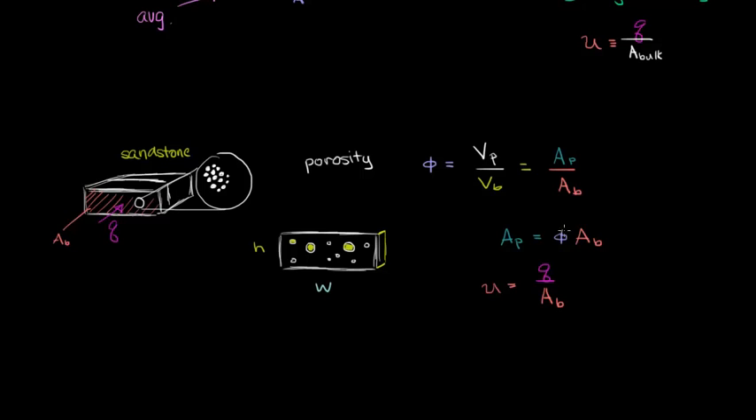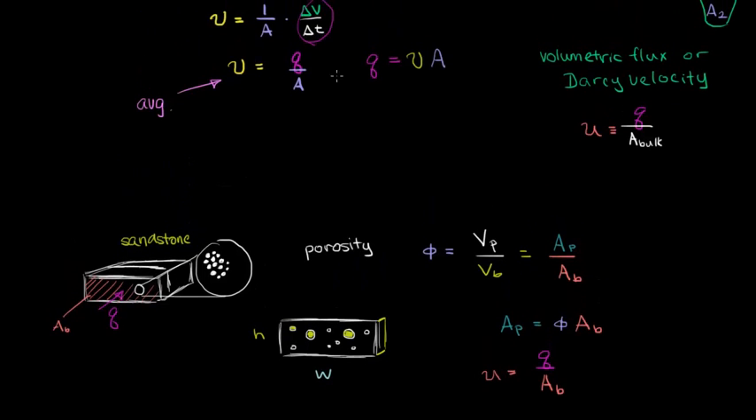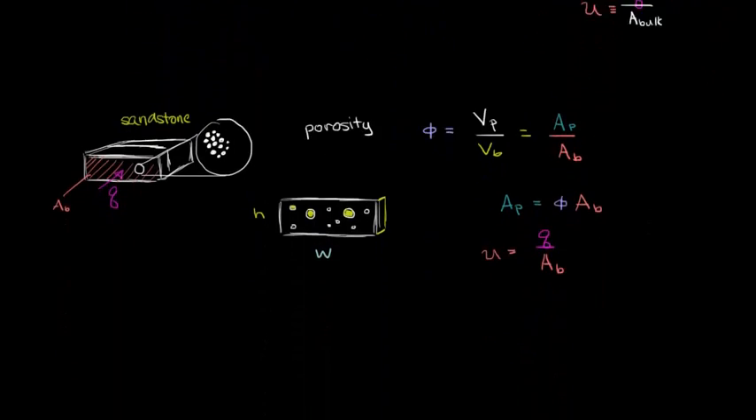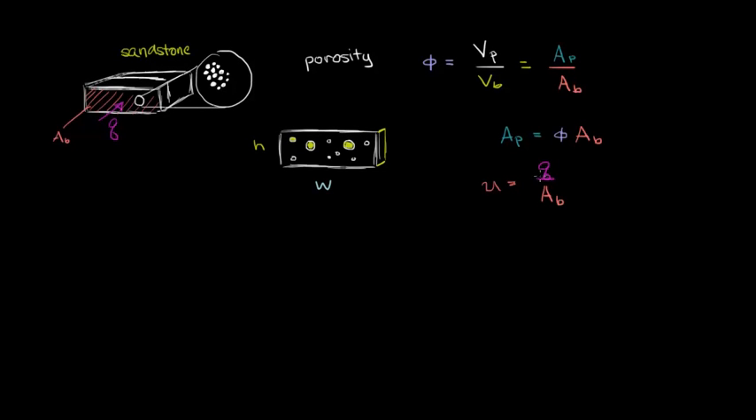Okay, and we also said previously that v is equal to q over a, where a is the actual area available to flow, so that would be the same thing as a sub p in this case. So we'll say that v is equal to q divided by a sub p.